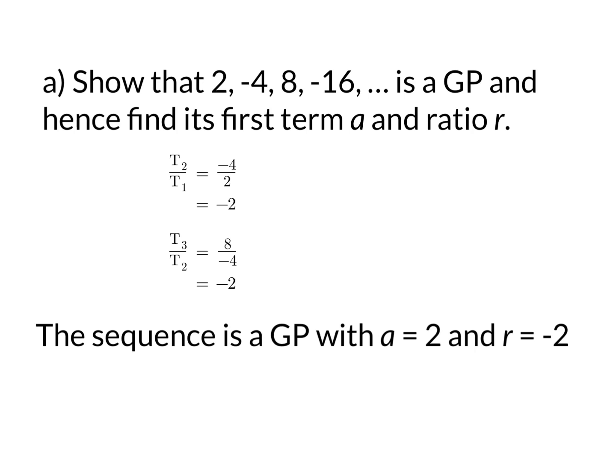So to show that something's a GP, we put the second term over the first term and show that it's the same as the third term over the second term. This allows us to also find the common ratio. So in this example, second term's minus 4 over the first term 2. When you divide those you get minus 2. The third term's 8 over the second term is minus 4, gets us minus 2. That shows us that our ratio is minus 2 and our first term was 2.